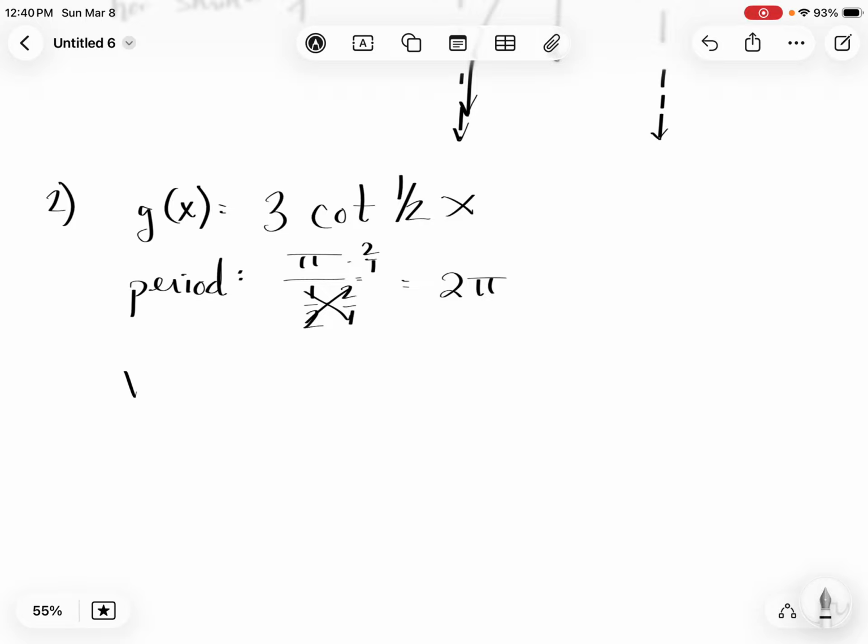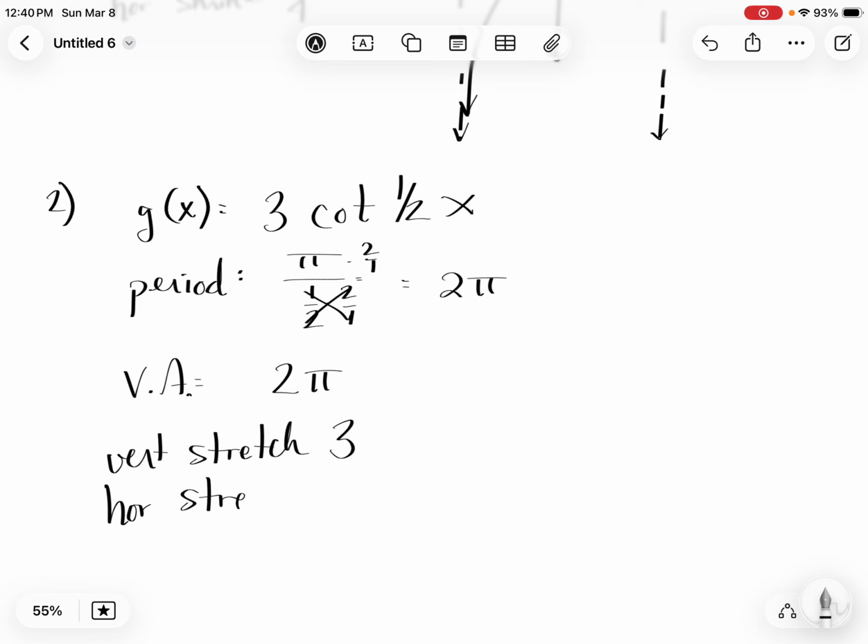Also, for cotangent, the vertical asymptote is the same. So the period and the vertical asymptote are the same when it comes to cotangent. Not for tangent, but cotangent it is. We have a vertical stretch of 3, because there was a 3 in the A spot. And we have a horizontal stretch of 2, because there was a 1/2 in the B spot.